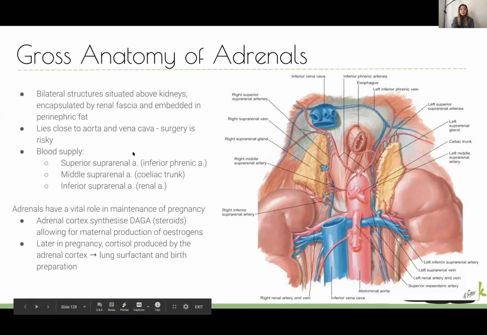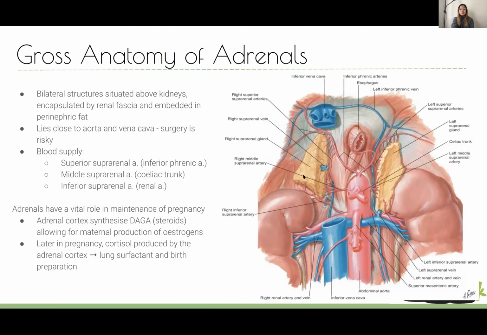So the adrenals are these guys, and they sit right on top of your kidneys. They're not actually part of your kidneys, and are embedded in peripheral fat. So it's really quite connected to your kidneys. It lies close to the aorta and the vena cava, which means that surgery is risky.